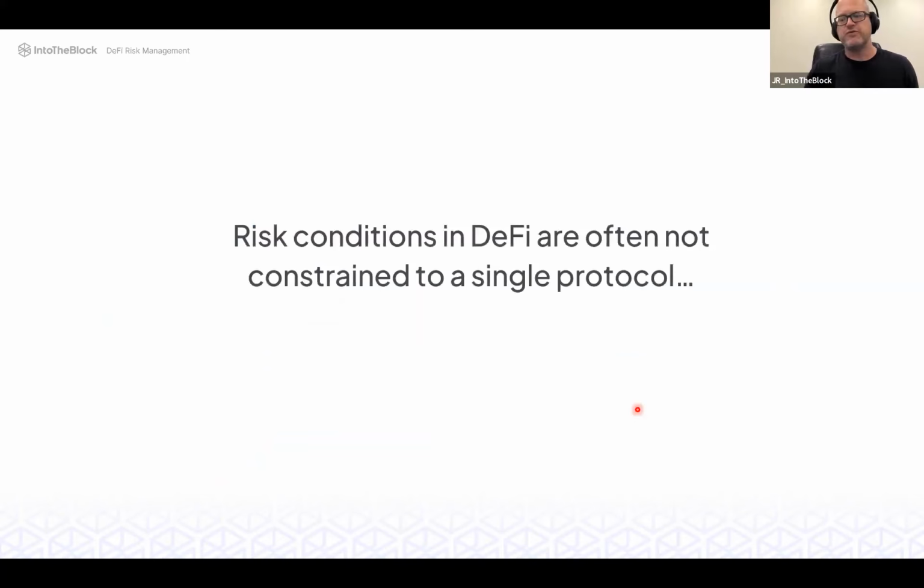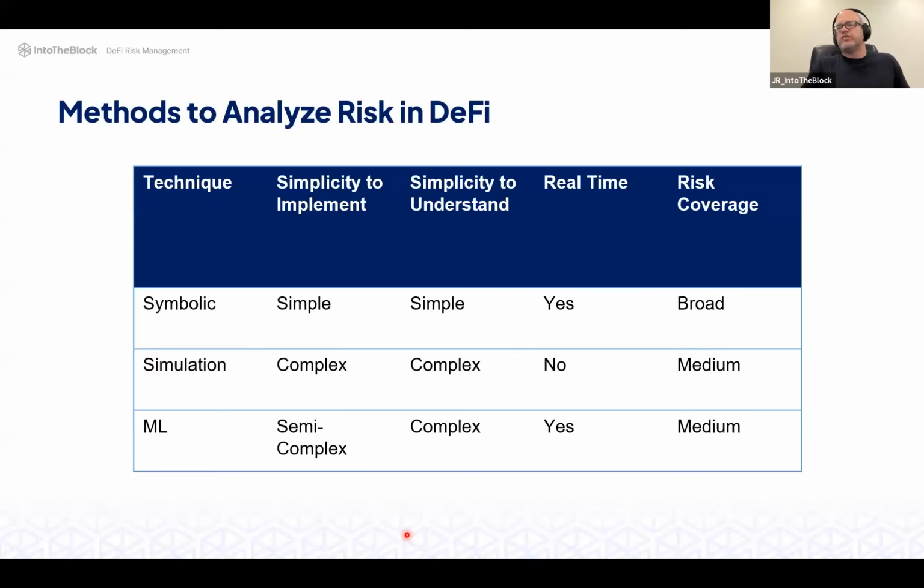Now, risk conditions in DeFi are very often not constrained to a single protocol. This is a mistake that we typically assume. So when you put all this together, there are also some factors that we like to evaluate for each one of these techniques: how simple it is to implement and how simple it is to understand, is it real time or not, can you use it in real time, and how much risk can you really cover with this?